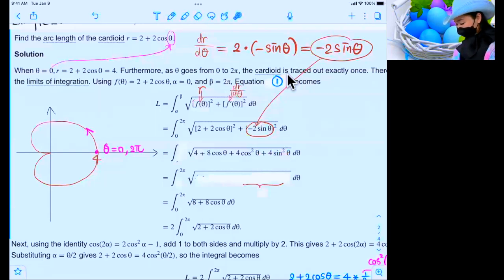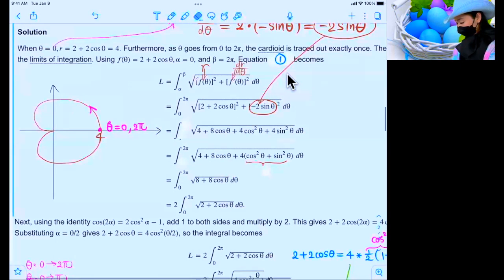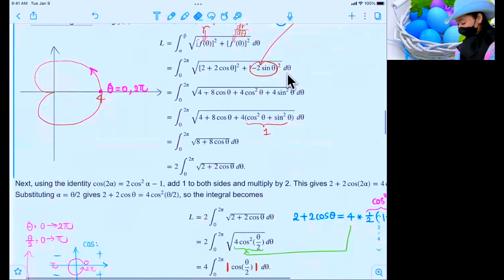And what do you notice about this, these two together? Yeah, that has become one, right? Sine square plus cosine square of the same angle, that's equal to one. Okay. So that simplifies things a little bit. So that is going to become, this is 4, this is 4. So we got 8. 8 plus 8 cosine theta. And then here from this to this.